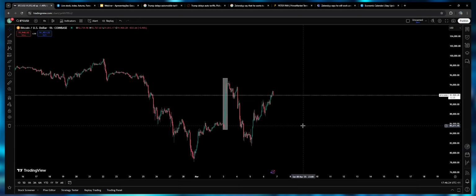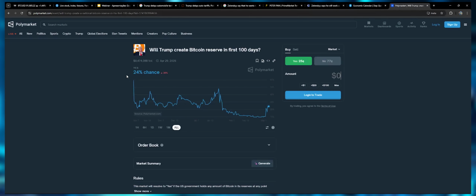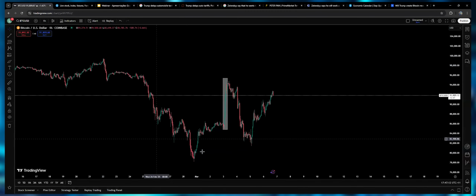The medium-term volatility is, will Trump make Bitcoin the USA reserve in the first 100 days of a mandate? Well, if we look at Polymarket, there you go, there's a 24% chance right now of Trump making Bitcoin a reserve in the first 100 days. And that has a lot to do with it, because if we look here, Bitcoin dropped exactly the same times as on the peak of those drops, and now it's going up. It's pretty much the same chart, down and then up.